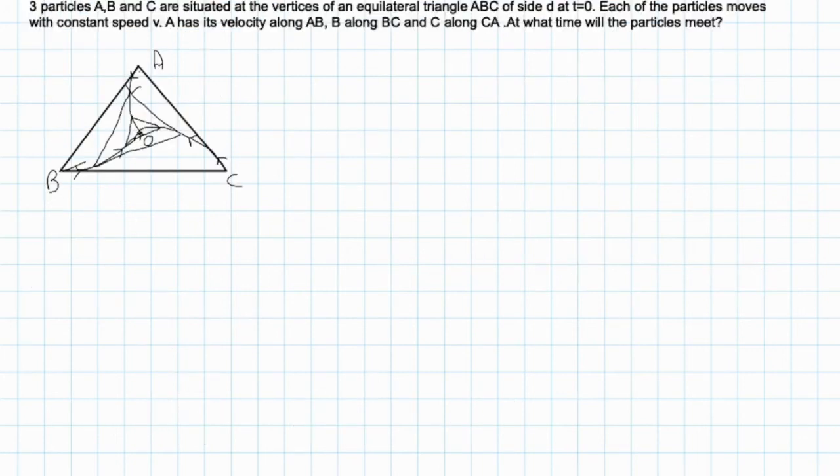So the next question, as you can see, three particles A, B and C are situated at the vertices of an equilateral triangle ABC of side D. This side, as you can see from the diagram, it is D, this is D and this is also D, and the velocities are V, V and V in these directions. As you can see, velocity of A is along AB, B is along BC and C is along CA. Now this is a roughly sketched diagram of the motion. By symmetry, they will meet at O.